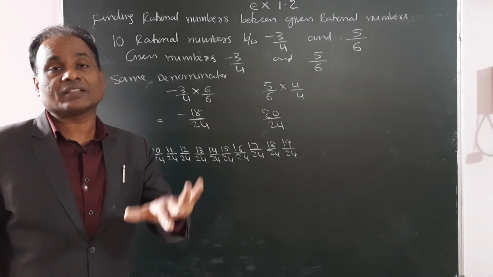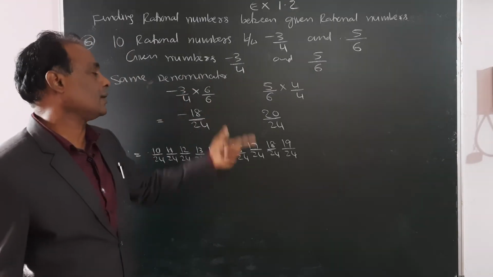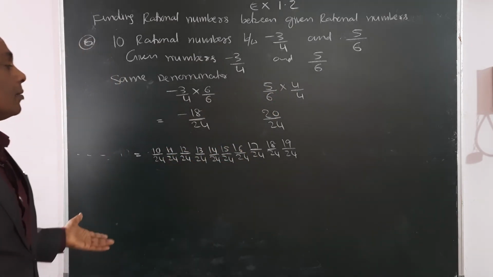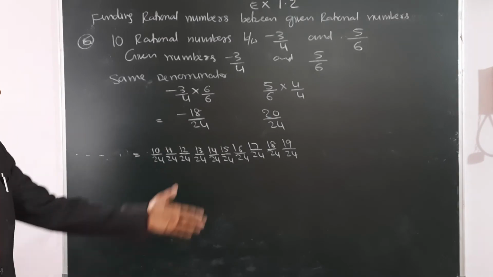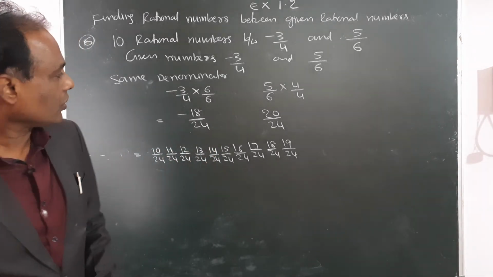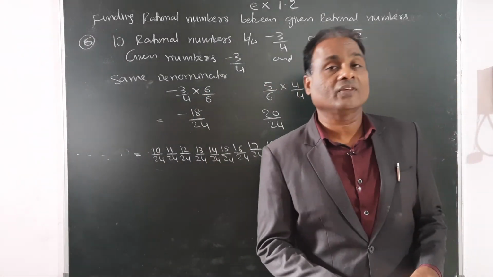One is the mean method and another is making the denominator the same. This method is convenient for writing more numbers. So that I applied, and these are the numbers. This is the answer. Okay, write down. So students, with this we completed exercise 1.2.